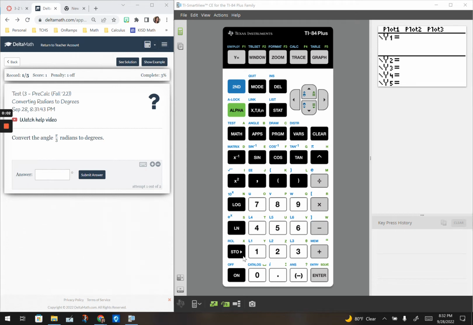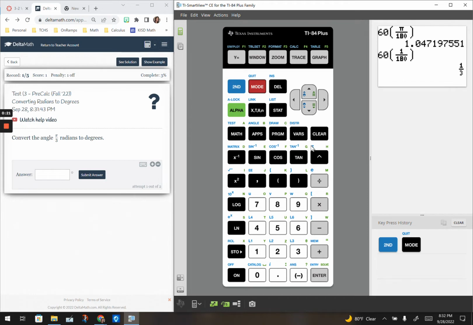Hello students, here is this video that I said I'd send out that would help you with regards to converting radians to degrees, and then I will show you as well the other direction of converting degrees to radians. So here's an example of what our problem looks like.